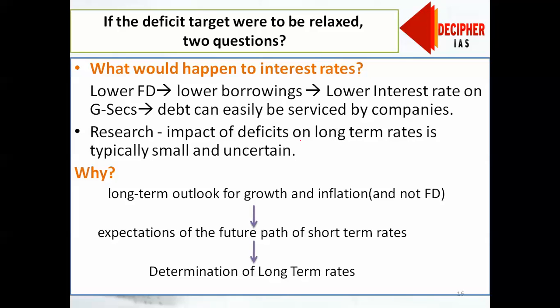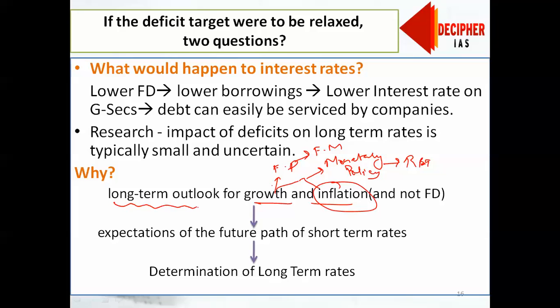One more point I would raise is that research shows that the impact of deficits, that is fiscal deficit, on long-term rates is typically very small and uncertain. That is, the rate at which loans are provided depends very little on the fiscal deficit. Why? Because the rates depend on the long-term outlook of growth and inflation. Growth is managed by fiscal policy, the finance ministry, and inflation is taken care of by monetary policy, by the RBI. So always the long-term outlook of growth and inflation decides the rates.